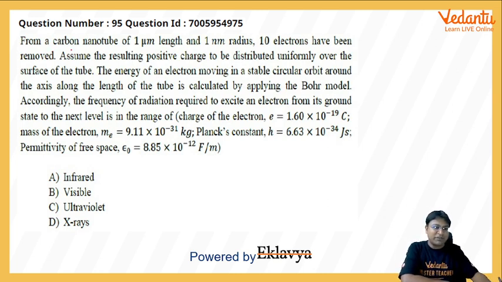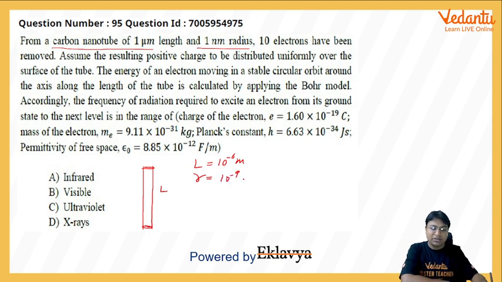So the question says that from a carbon nanotube of 1 micrometer length, 1 nanometer radius, 10 electrons have been removed. Now just notice the values guys. If I draw a cylinder of length 10 raised to power minus 6 meter, and it has got a radius of 10 raised to power minus 9 meter, then just have a look at the difference in the order. The length is 1,000 times of the radius, so we can treat it as a thin wire.